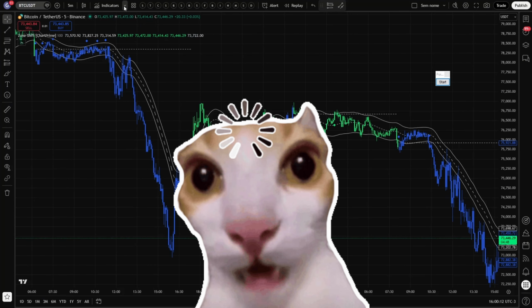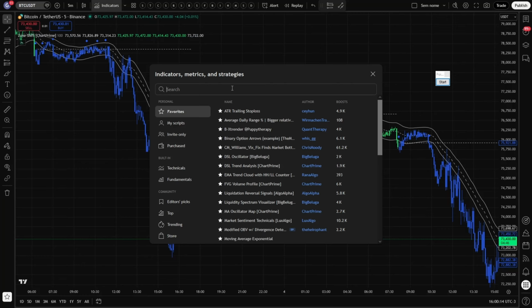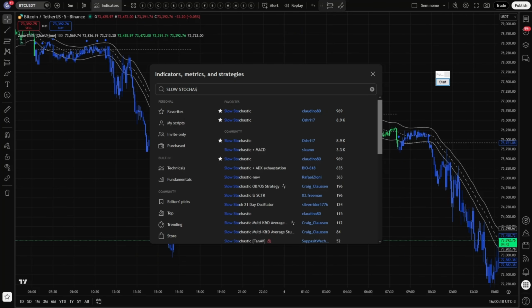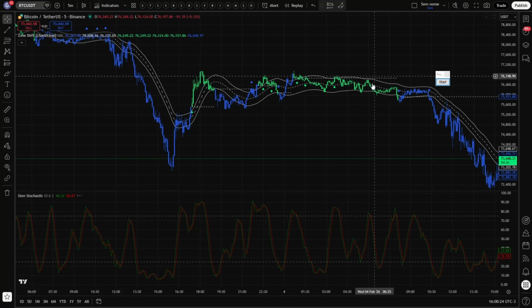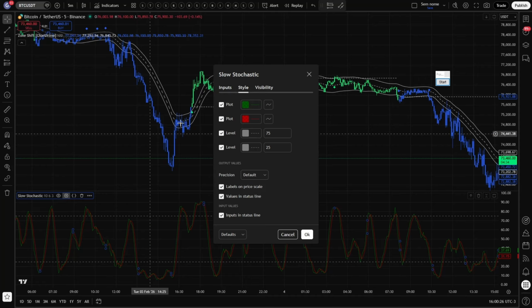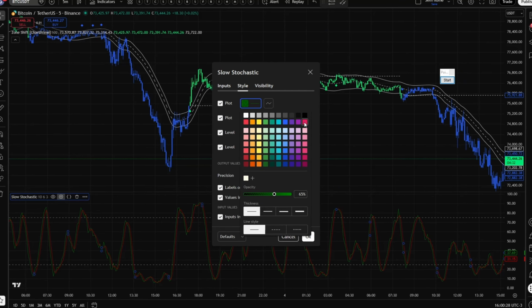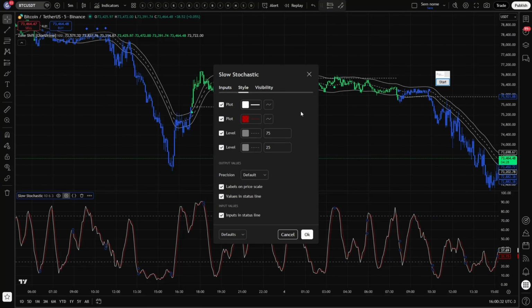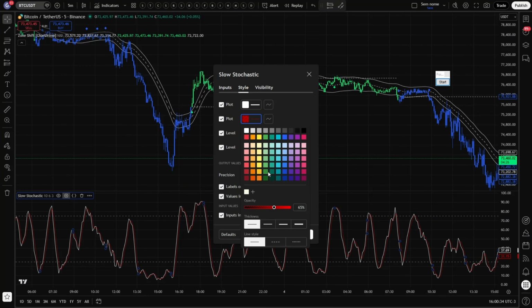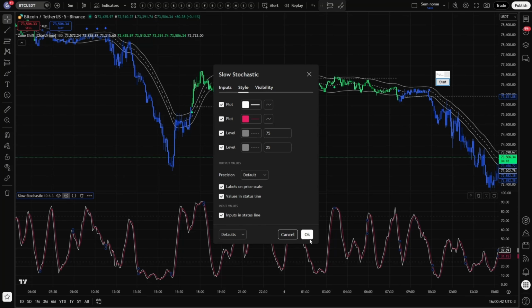I will incorporate just one more indicator with it. Let's go back to the indicators section again, and then we'll search for the slow stochastic. It will be this specific option by Claudino80. Simply click it and it will show up on your chart. Then head over to the settings and adjust the colors to make it slightly clearer to visualize. I also like to increase the intensity of the color. We can also pick a different, more striking color for this part. We've adjusted the intensity and now we can simply click OK here.